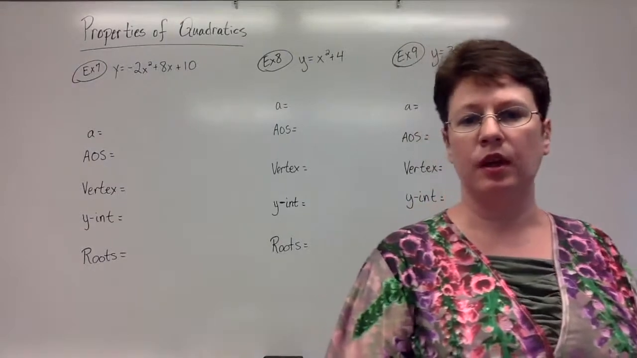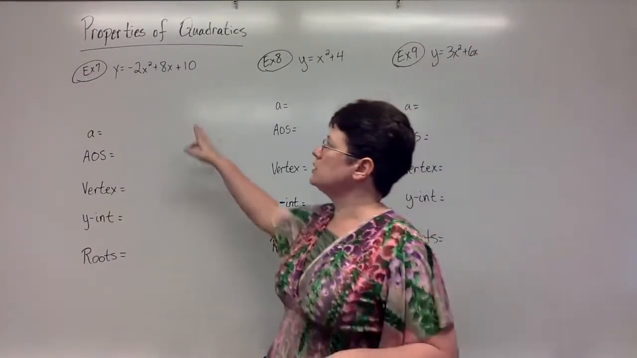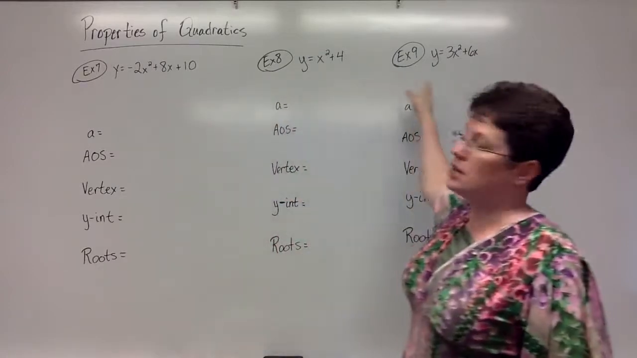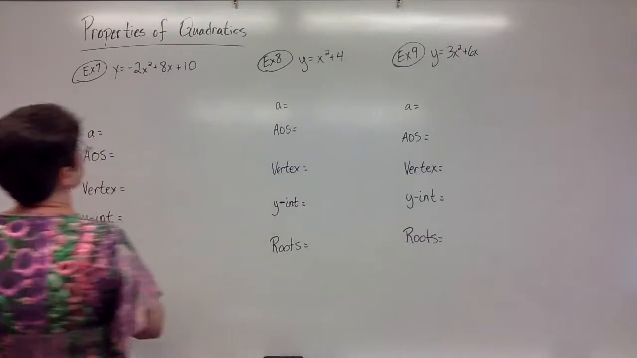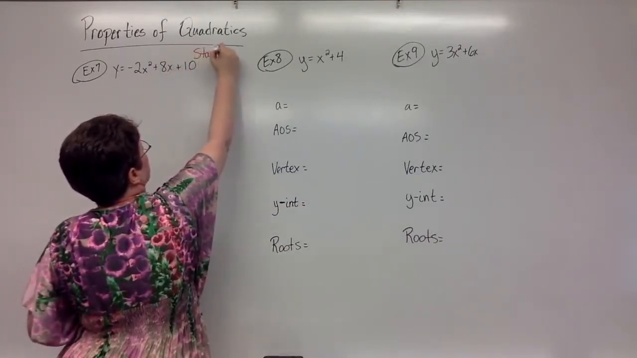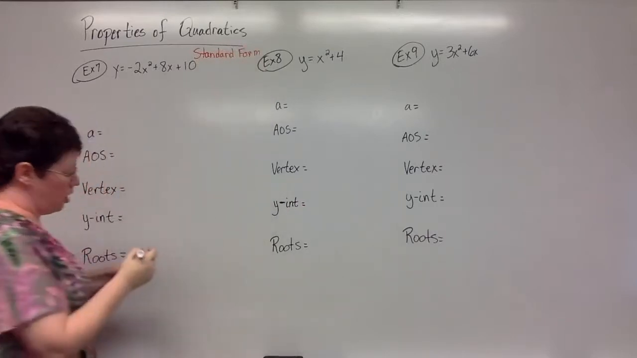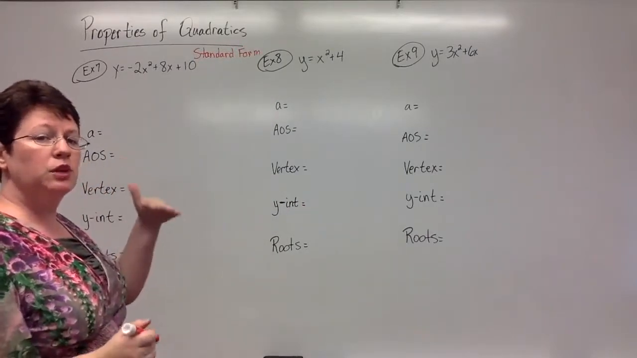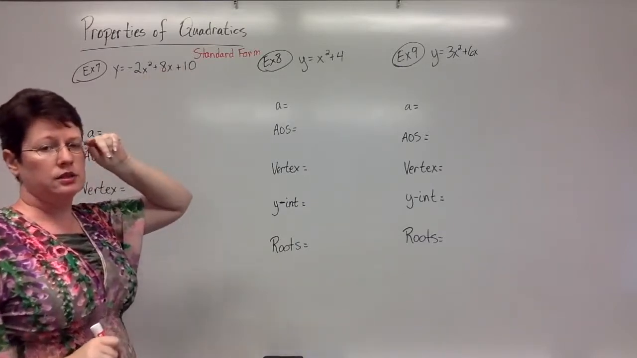Example 7. Now I have a different form of my quadratic. Notice there's no parentheses in example 7, 8, or 9. This is what we call standard form. Standard form means that there's certain information we can see, but it also means that my exponents are written in descending order. I have x squared, x, and then my constant.